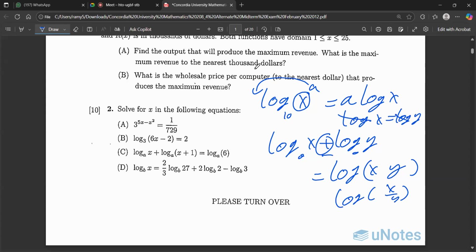Okay. Watch this. Number B. The first property of the log is how to convert logarithmic form into exponential form. Look, I will take the base and make it power the number outside. So 6x minus 2 will be equal to 3 power 2. That's it.